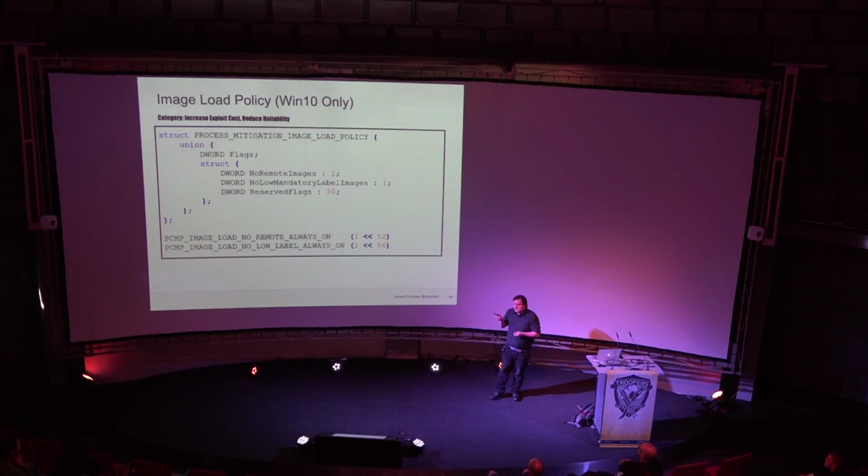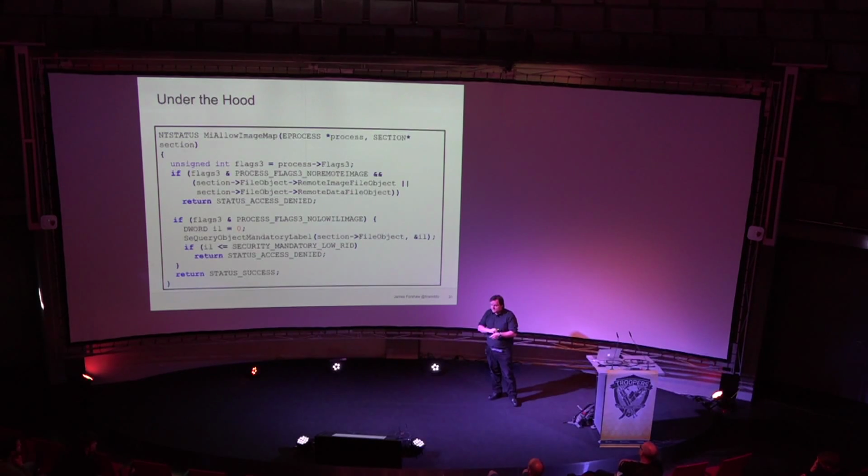Now, the next thing which is introduced in Windows 10 only is kind of just an extension of that. It basically prevents you from mapping either images coming off a UNC share or images which have what's called a low mandatory integrity label. The low label is basically applied if you're running in a sandbox and you write a file to disk, it's probably going to end up with this low integrity label. And therefore, you can't easily bootstrap a DLL from temporary internet files because it will have a low label. That's the theory behind it.